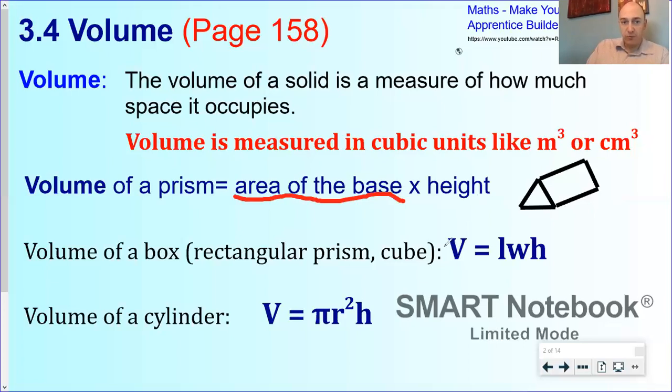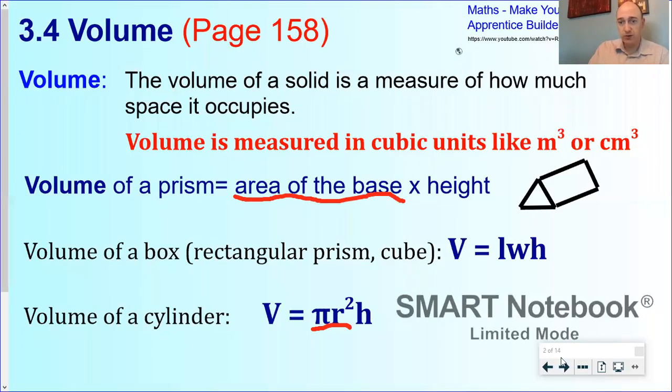When we talk about the volume of a box, which could either be a rectangular prism or a cube, it's going to be length times width times height. And of course, with a cube, these are all the same. When we look at the volume of a cylinder, the area of that base is going to be pi r squared, because it's got a circular base. So we take the area of that base and multiply it by the height. So it's just going to be pi r squared h.